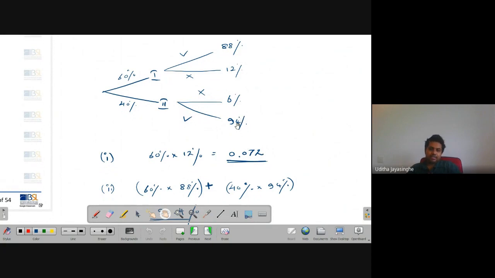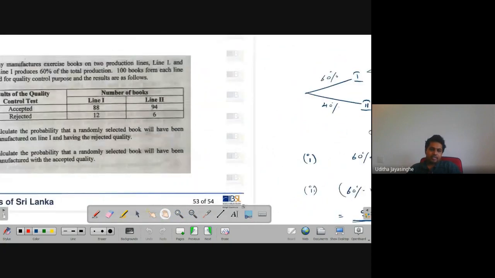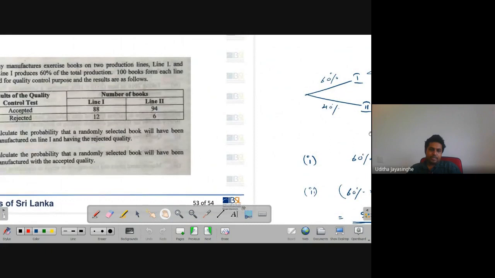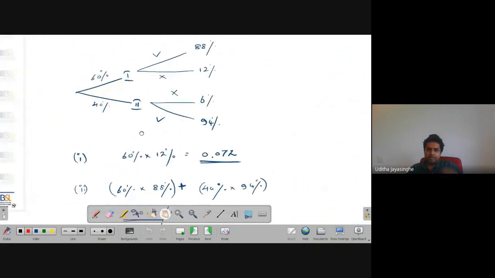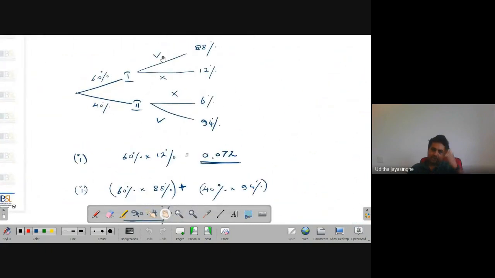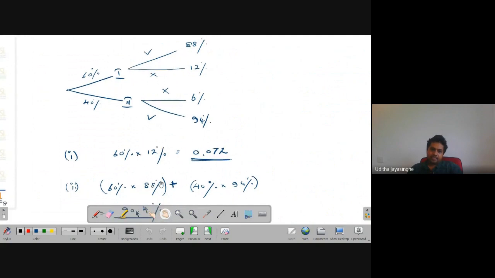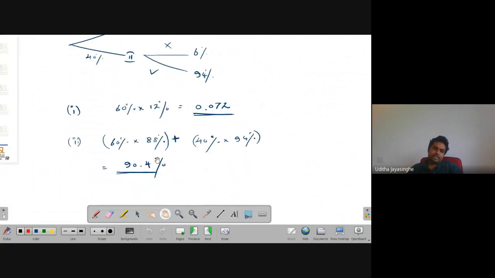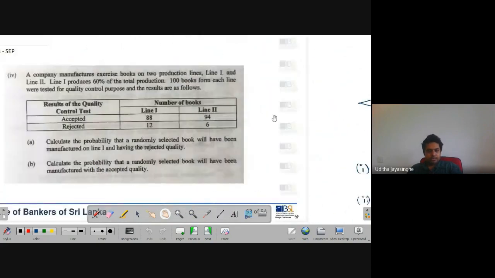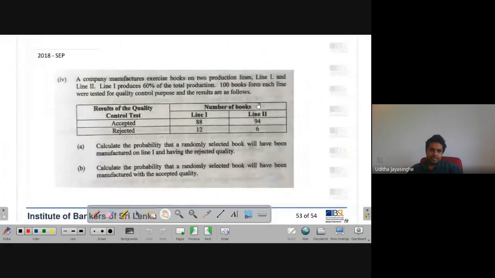And the second part is a random selection that will have been manufactured with the accepted quality. It means both good sides, 60 good, 60 into 88, 40 good, 40 into 94. The answer is 90.4%. Expected values, tree diagrams are the easiest way to calculate.